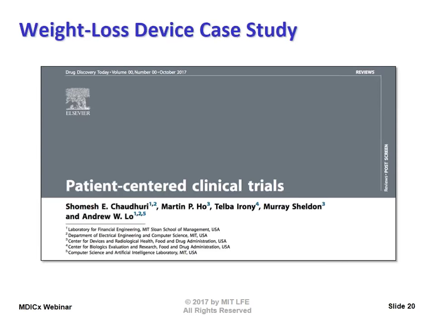Next, I'm going to turn it over to Shou to discuss how we're going to use this patient preference information to make clinical trial design more patient-centric.